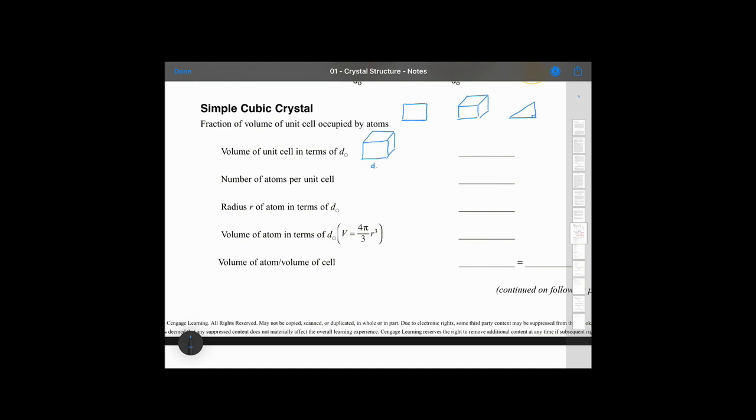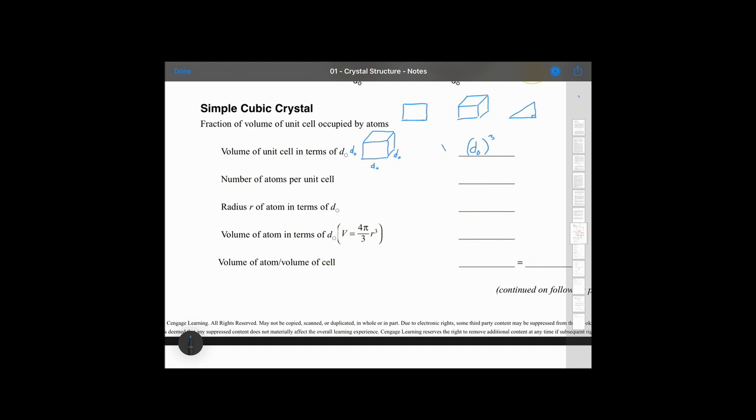Well, remember D0 is the edge length. And going up, the edge length is going to be the same. And going back, the edge length is going to be the same because it's a cube, right? So this is essentially saying what's the volume of a cube? Well, the volume of a cube with an edge length of D0 will just be D0 cubed. Parentheses aren't required there, but I wanted it to look clear.